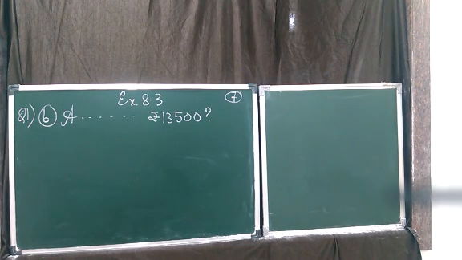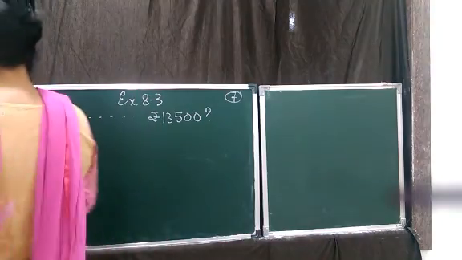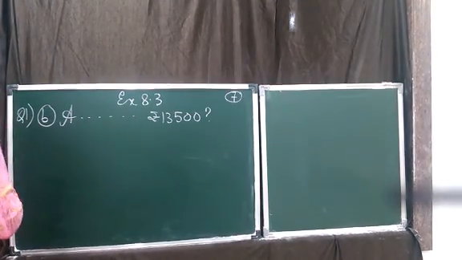Children, we have to continue question number 1 B part. Yesterday we did till A. A refrigerator bought for rupees 12,000 and sold for rupees 13,500. We have to find the profit or loss, and also the profit percent or loss percent, if it's a profit or loss respectively.